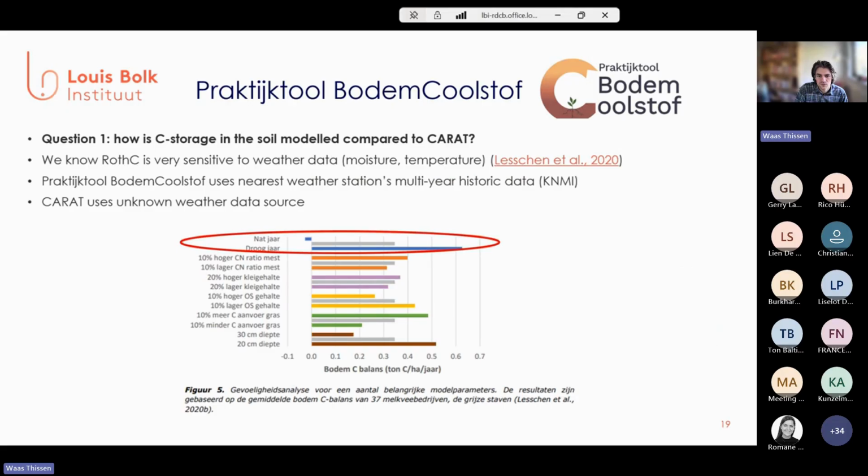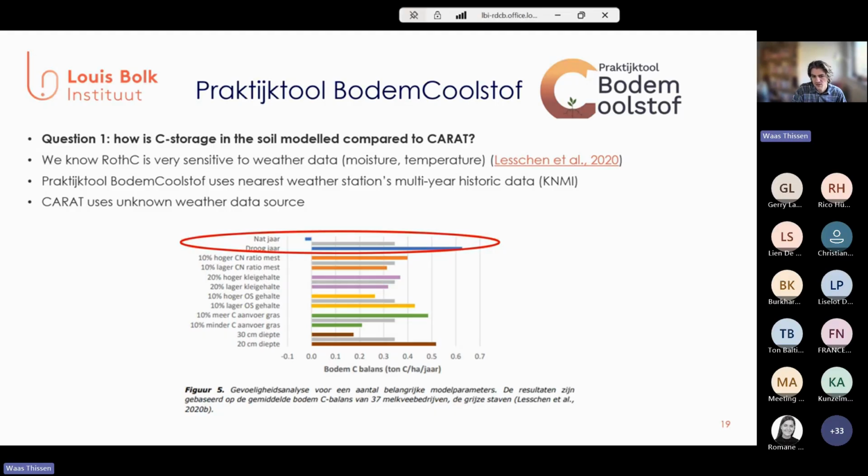So a little bit more about what could explain the differences in results. One thing, THL is very sensitive to the weather data, so moisture and temperature, as was done in the sensitivity analysis in this paper. In the red circle, you see that in a wet year the balance is actually negative, whereas in a dry year the balance is positive. And this is accounting whilst keeping all the other factors the same.